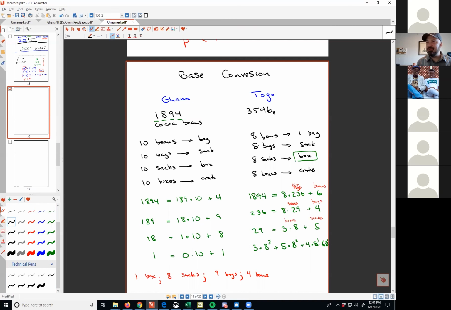Is that true about people in Togo? No, of course, absolutely not. They have 10 fingers, but we'll pretend for the moment that people in Togo just have 8 fingers, so they count differently.